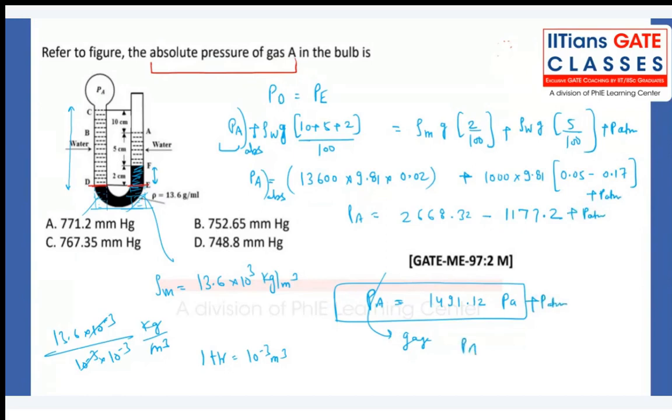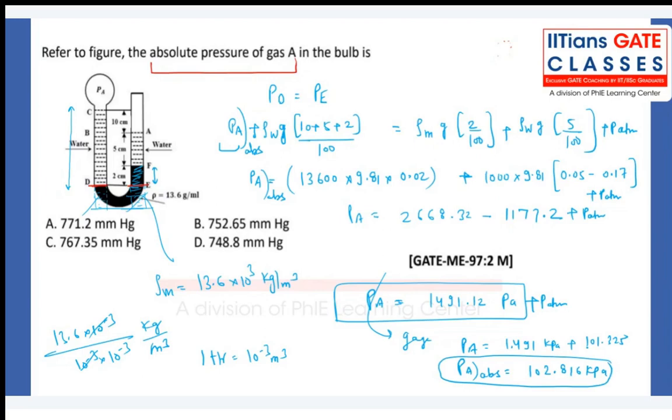What is the pressure at a point? 1.491 kilopascal plus PATM, 101.325. So if you just add it, what are you going to get? The pressure at point A, that is the absolute pressure, is 102.816 kilopascal. Check it out. But when you see the options, that is not being given. Clearly, no option has given us the unit in terms of kilopascal.